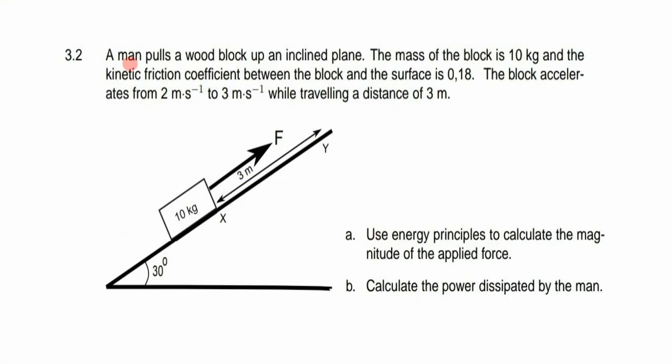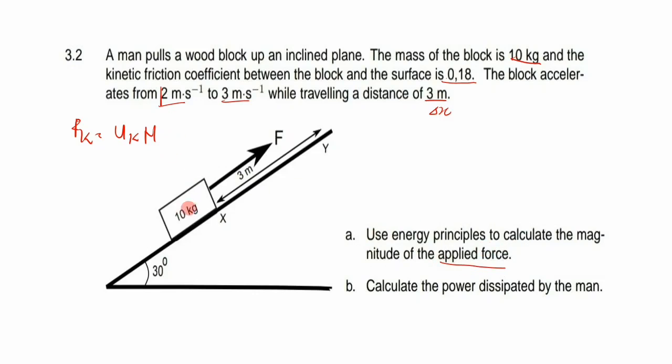Okay, 3.2 says a man pulls a wood block up an inclined plane. The mass of the block is 10 kg and the kinetic friction coefficient between the block and the surface is 0.18. So note that we are given the coefficient of kinetic friction, meaning we still need to calculate our kinetic friction using the formula mu k times N. Then the block accelerates from 2 meters per second to 3 meters per second. So we are given the v initially and the v finally, while traveling a distance of 3 meters. So we are given delta x.